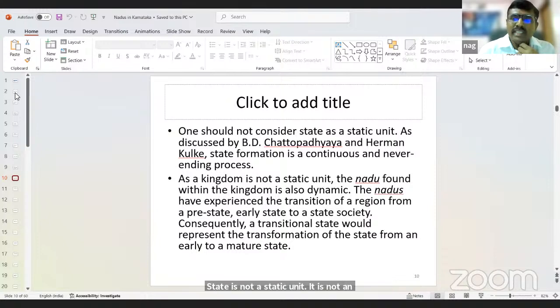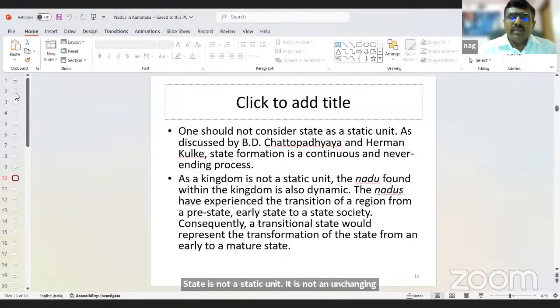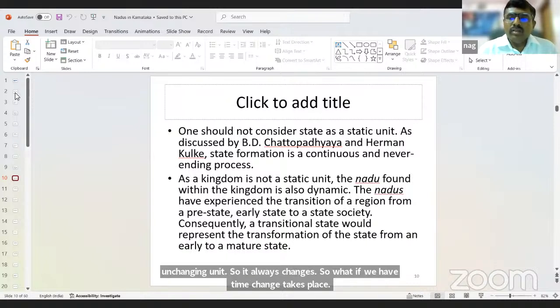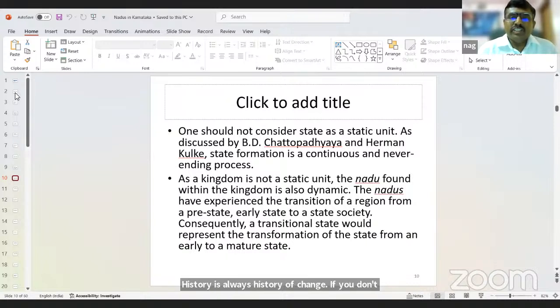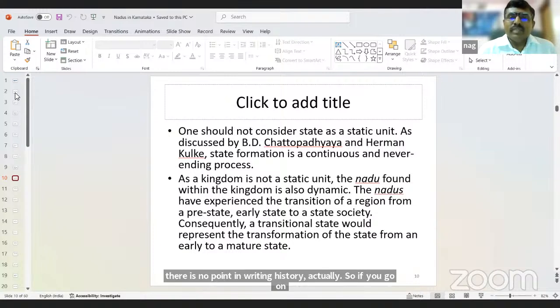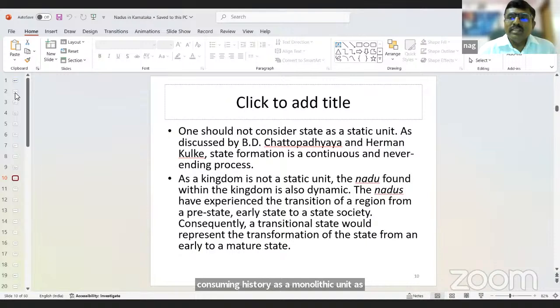So it always changes. Over a period of time, change takes place. History is always the history of change. If you don't record, or if you don't find the change in history, there is no point in writing history. If you go on conceiving history as a monolithic unit, as if nothing happened and there is no change, then there's no point in writing history, I think.